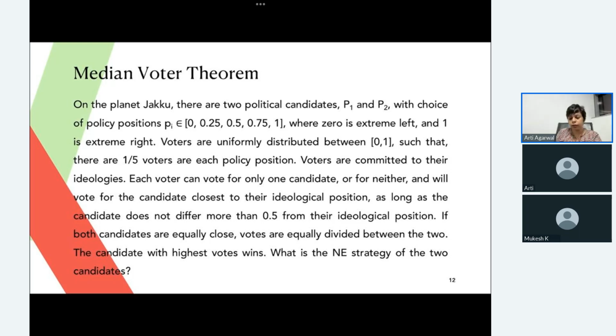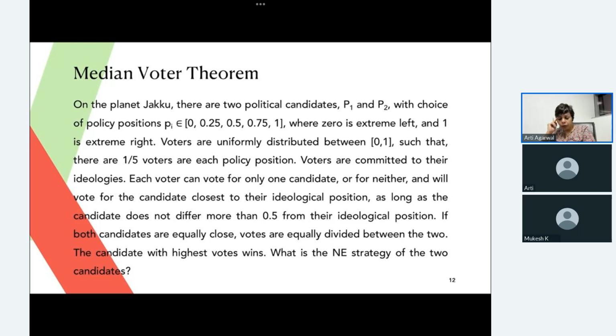If there are voters at, say, a quarter, they will not vote for anybody beyond the 3/4 position. So if there's a candidate at 1, people located at a quarter are not going to vote for that candidate located at 1, even if that candidate happens to be the closest candidate. I'm just explaining what that clause means.